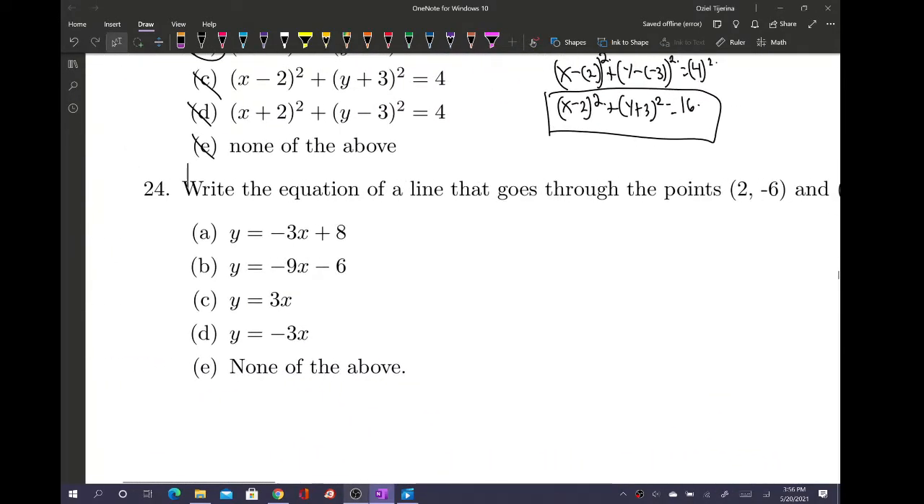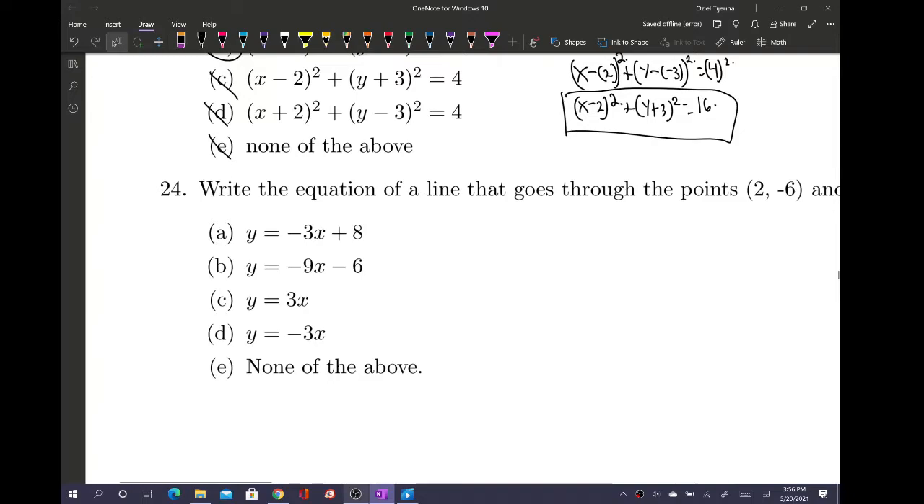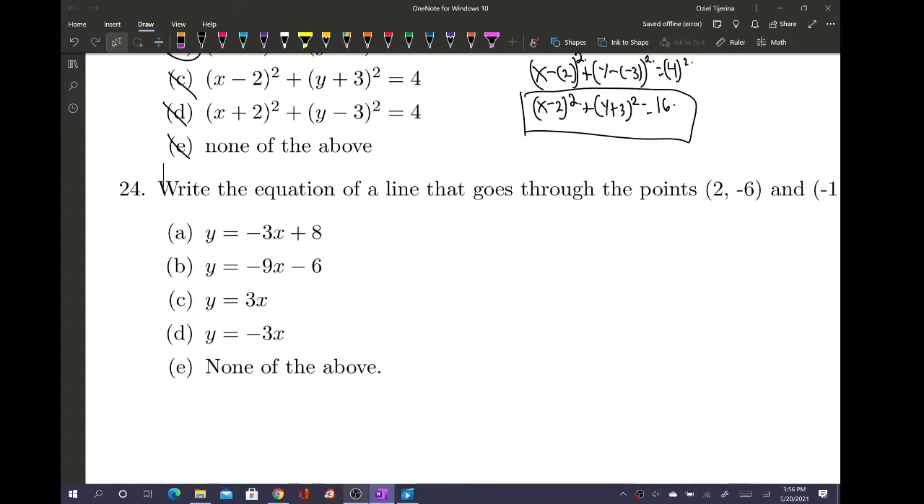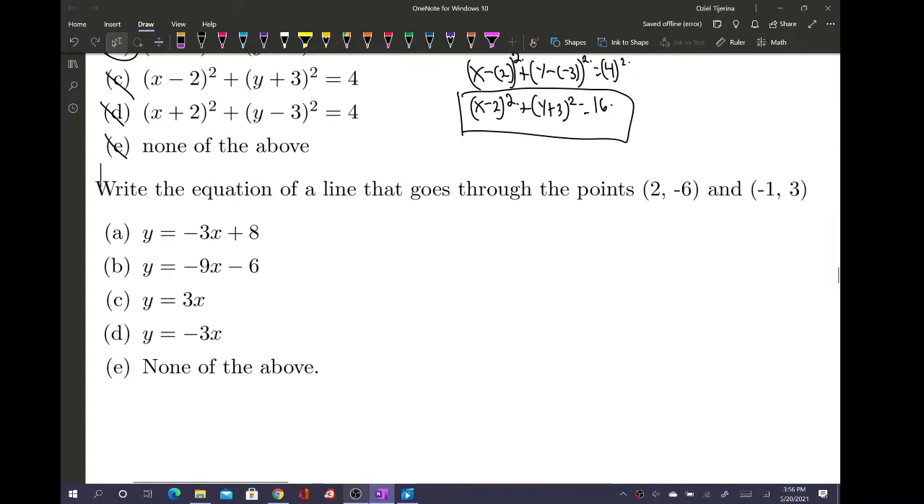Alright, so I believe this is probably the last one for this video that I'm going to do because, again, I don't want to make it more than 30 minutes. So let's just do this one. It says, write the equation of a line that goes through the points (2, -6) and (-1, 3).